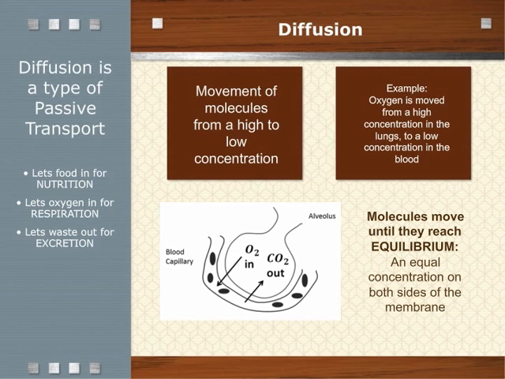If you will look on the far right side of your graphic organizer, you will see the note that molecules move until they reach equilibrium. You need to define the term equilibrium in that box. An equal concentration on both sides of the membrane. Please make sure that you understand the diagram and that you understand that oxygen is moving from a high concentration to a low concentration, and carbon dioxide is moving from a high concentration to a low concentration.